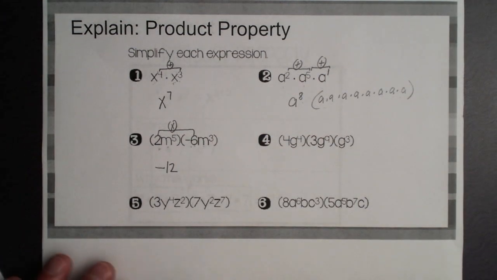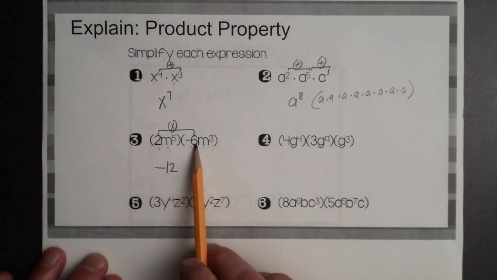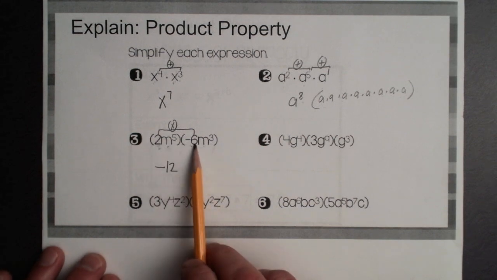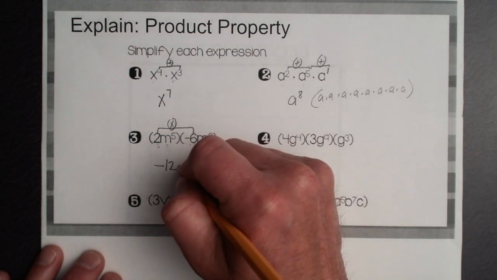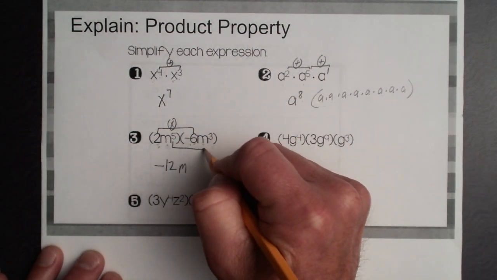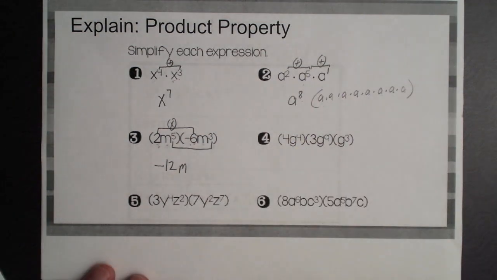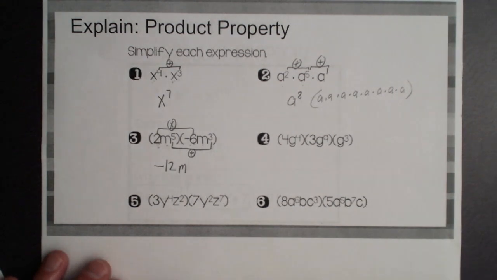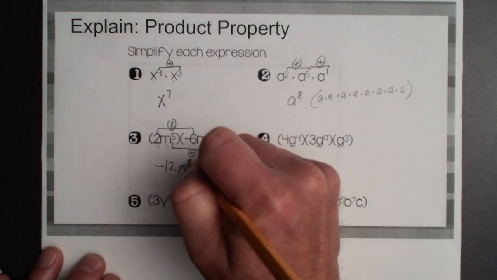Okay, notice that the 6 and this 2 are not the base of the exponent. The base is the m. So the m is going to stay. Now you've got m to the 5th and m to the 3rd. We're going to add these together, which gives you m to the 8th.